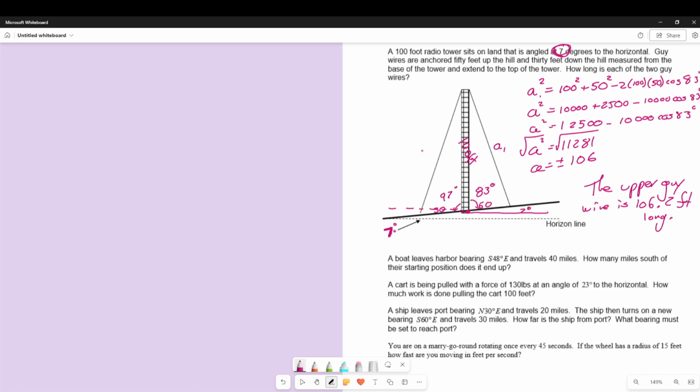And if we wanted to find the lower guy wire, the process is exactly the same. That a squared is going to be the 100 feet squared, because that's one of its sides. This side is shorter, so it's only the 30 squared, minus 2 times 100 times 30 times the cosine of the angle between them. So the cosine of the 97 degrees.